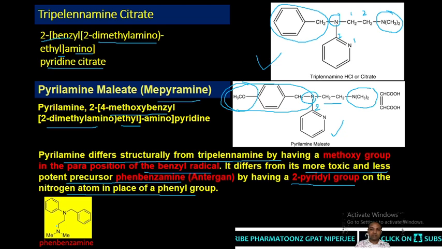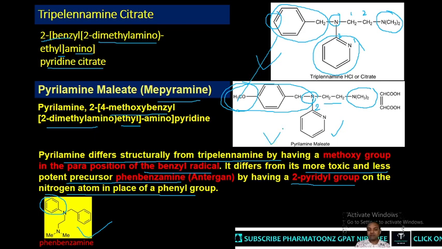So if you look at the structure of phenbenzamine, here there is a phenyl ring, while in the case of pyrilamine and tripelennamine, there is a 2-pyridyl ring system. So that is the difference between phenbenzamine and pyrilamine. And in tripelennamine, if a methoxy group is introduced at the fourth position, then it is the structure of pyrilamine, which is also called mepyramine, that you have to remember.